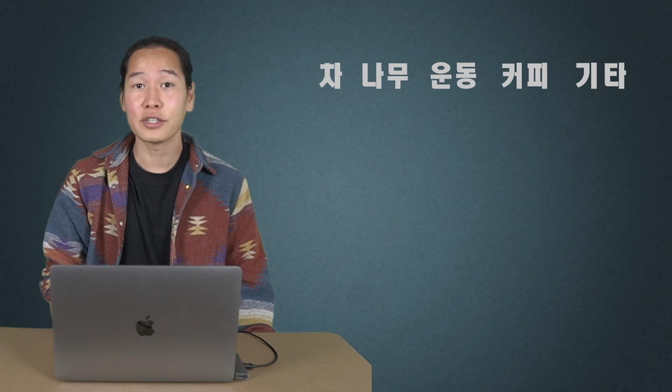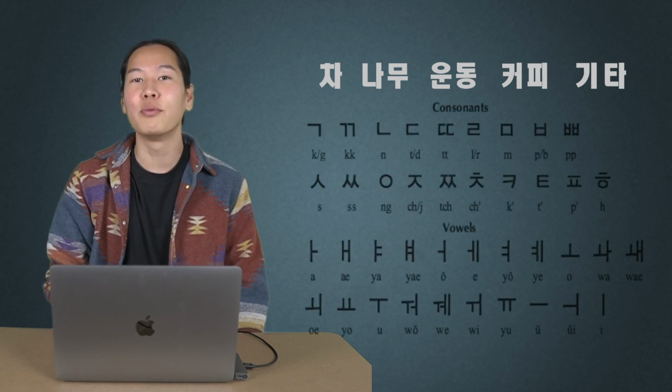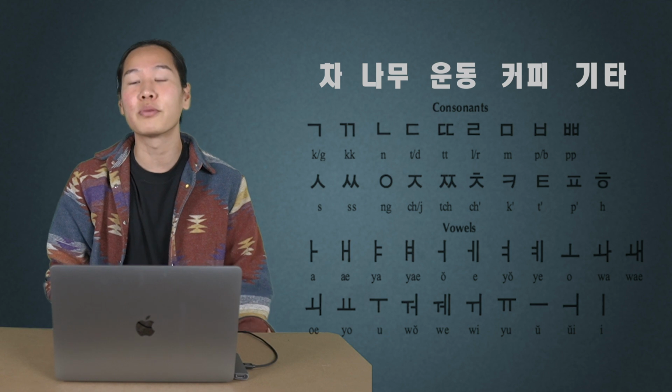Now you know all consonants and vowels, let's try to pronounce some words together. Feel free to look at the Hangul table and you can pause the video and try to figure out the pronunciation on your own first. Here is the first word.